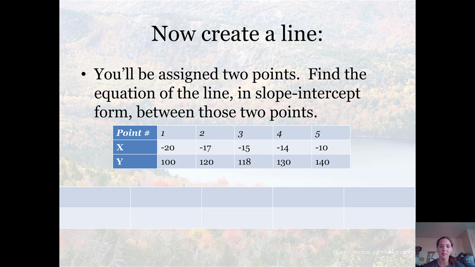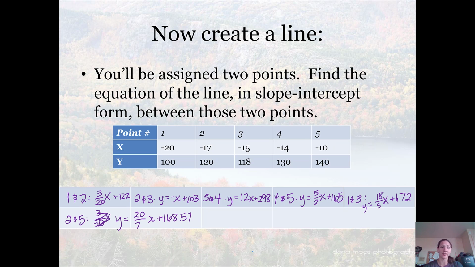Okay, I've done this in class before, so this is the data that I was given when I've done it in class before. Between points 1 and 2, we have a 3 over 20 x plus 122 line. And so we have all of the different combinations here: 1 and 2, 2 and 3, 3 and 4, 4 and 5, 1 and 3, 2 and 5. Oh, that was all I had.